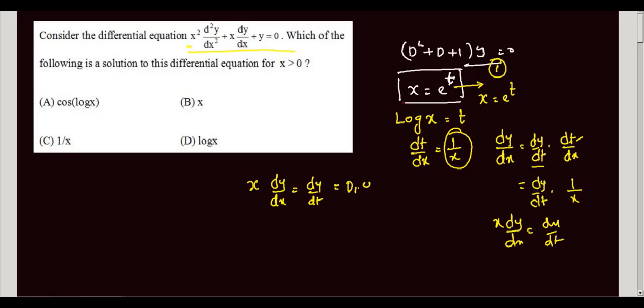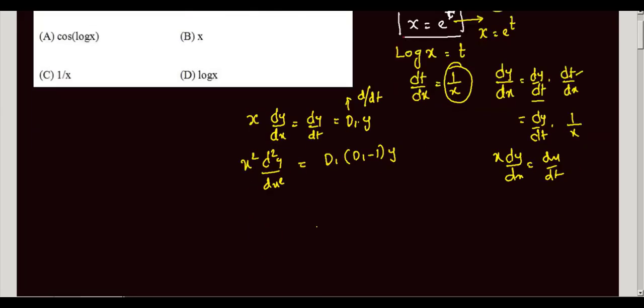We represent it as d1 into y, where d1 is d by dt. Suppose x square into d square y by dx square appears; I simply write it as d1 into d1 minus 1 into y. Similarly, if you have x cube into d cube y by dx cube, I represent it as d1 into d1 minus 1 into d1 minus 2 into y.